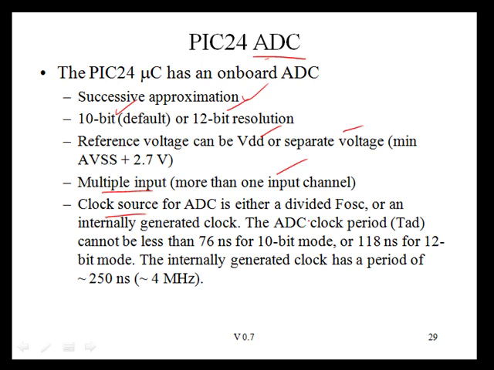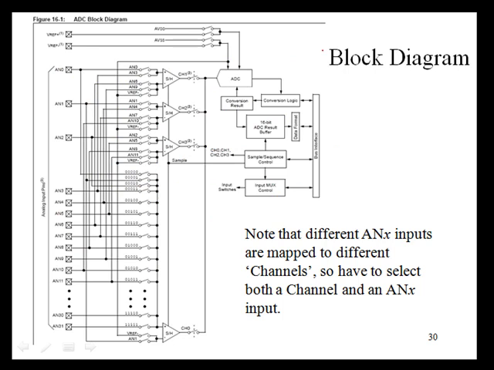For a clock source, you have two choices. It can either be a divided system clock frequency, or it can be an internally generated clock. If you use a divided system clock frequency, you must make certain that the ADC clock period is not less than 76 nanoseconds for 10-bit mode and not less than 118 nanoseconds for 12-bit mode. The internally generated clock has a period of about 250 nanoseconds, so we will use this clock in our experiments because it's guaranteed to work with either 10-bit or 12-bit mode regardless of the system clock frequency.